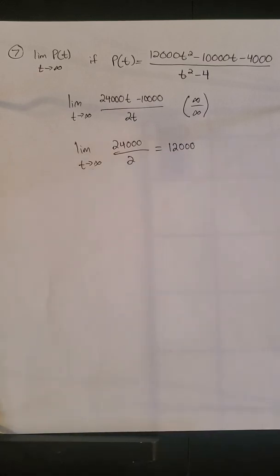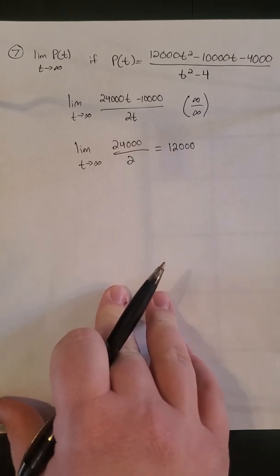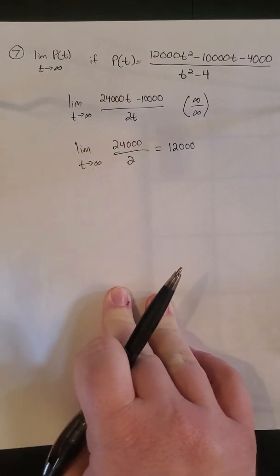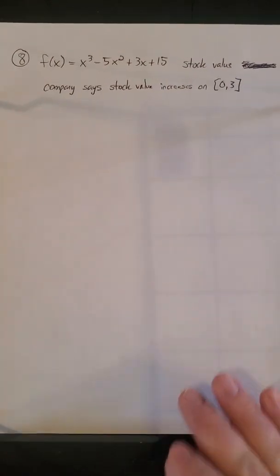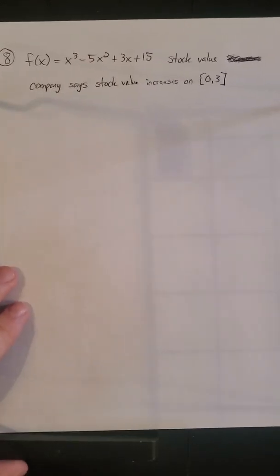We found the limit to be 12,000. Okay, so talk about that in terms of that problem and discuss that. You're asked to evaluate their claim. Okay. And finally, you've got this question number 8 where you're given a function and this is the stock value.